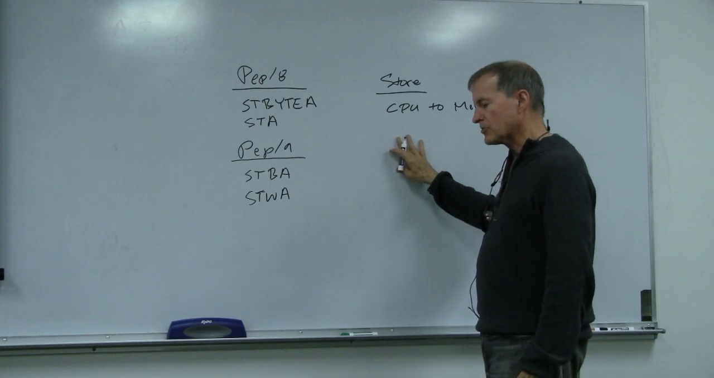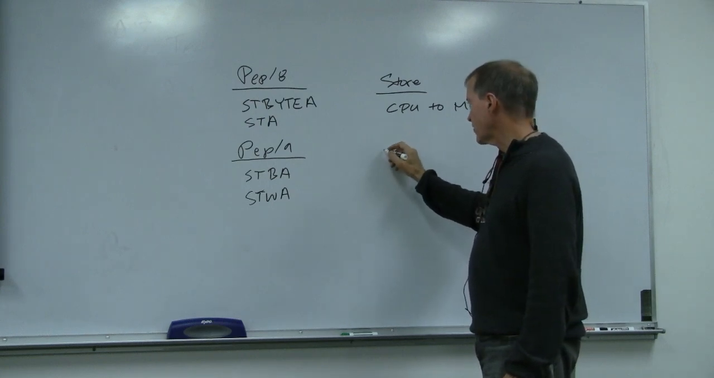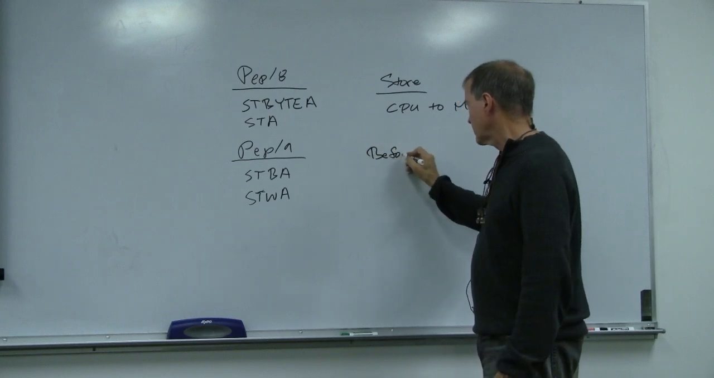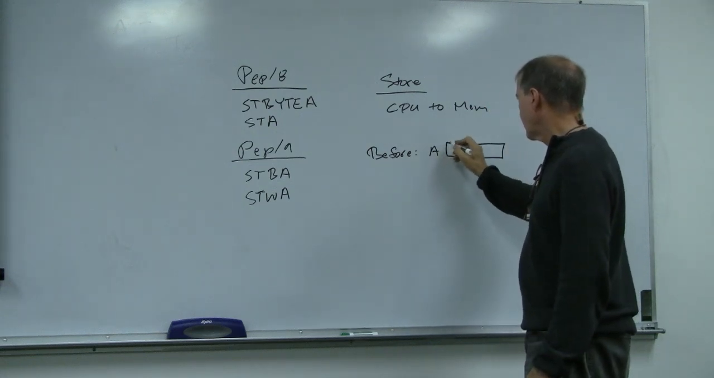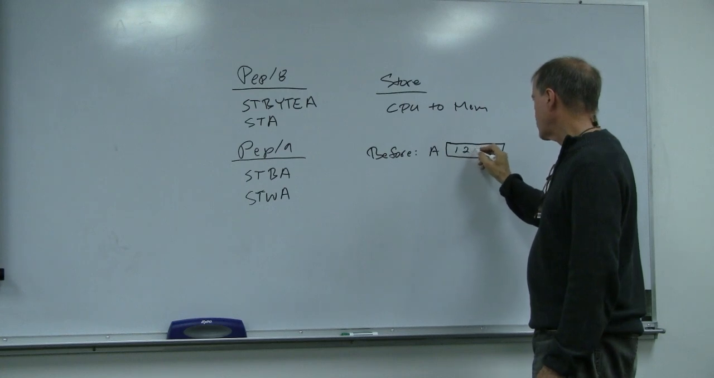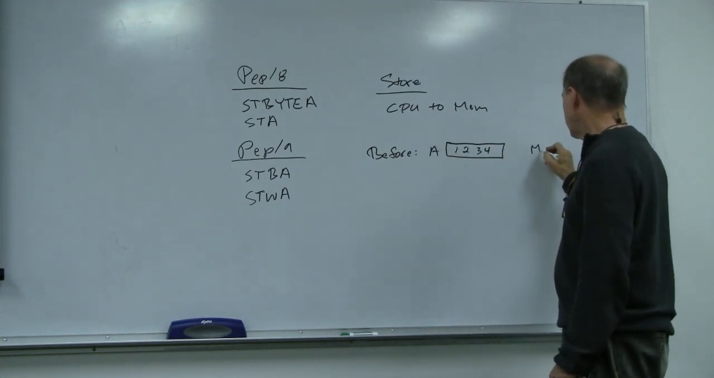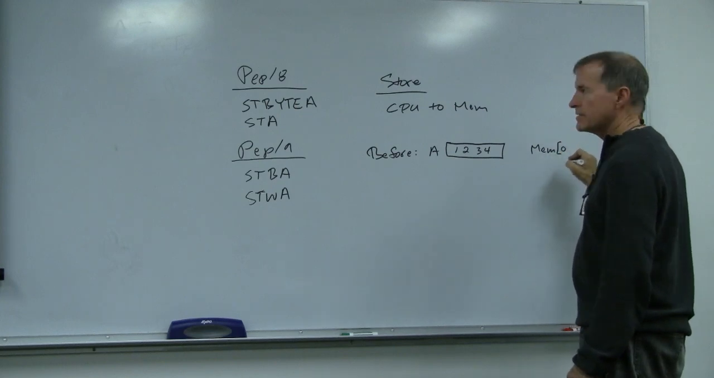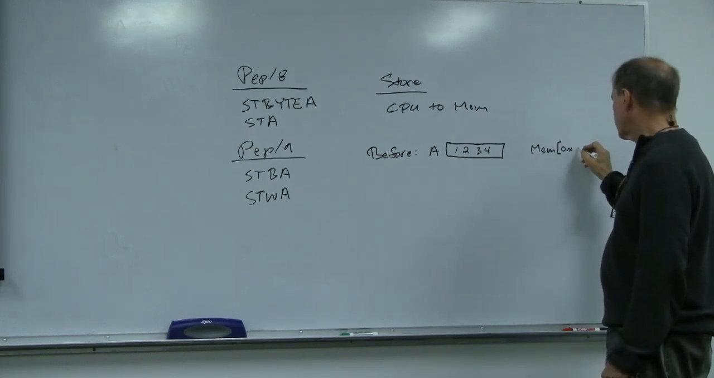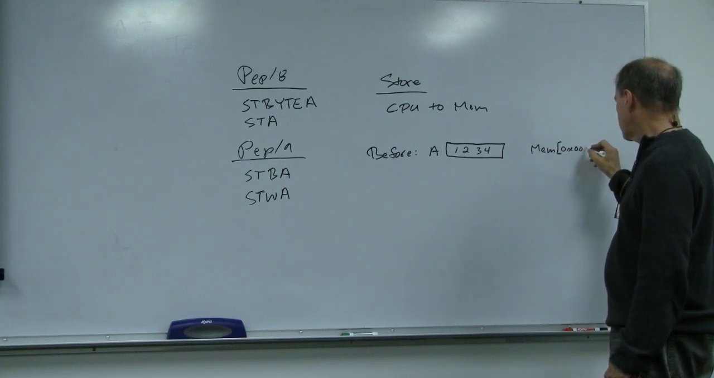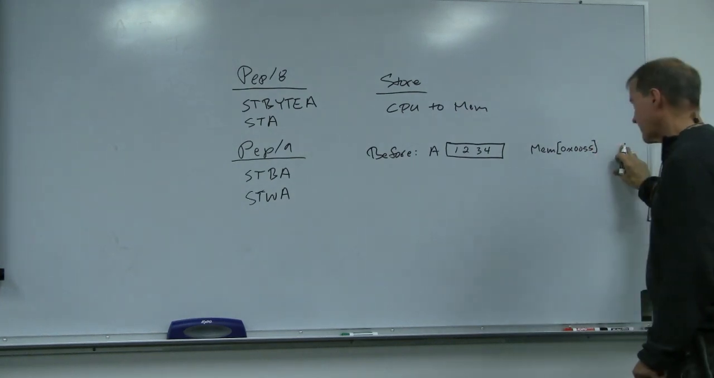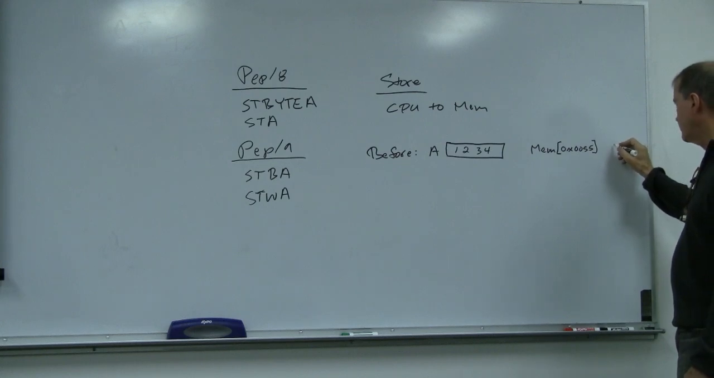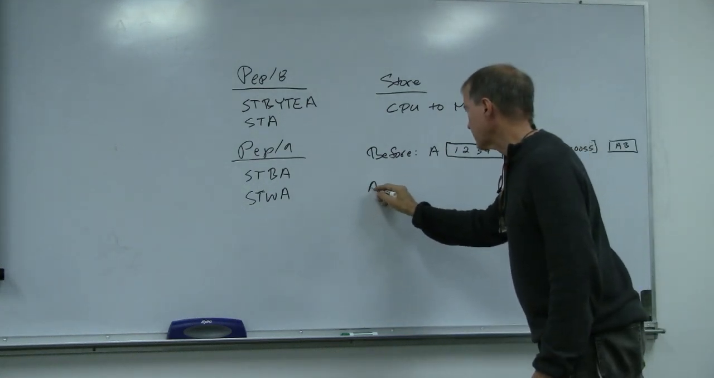But what about the store byte? Suppose before, the accumulator is, let's just say, 1, 2, 3, 4, and let's say mem 0x0055 is AB. So if this is before, then what is after?